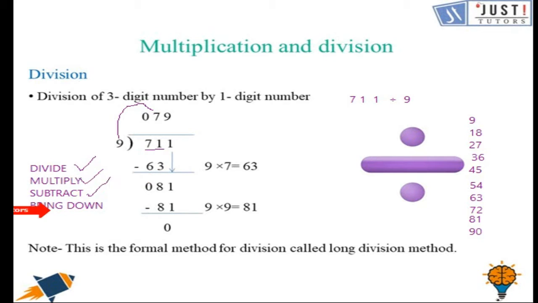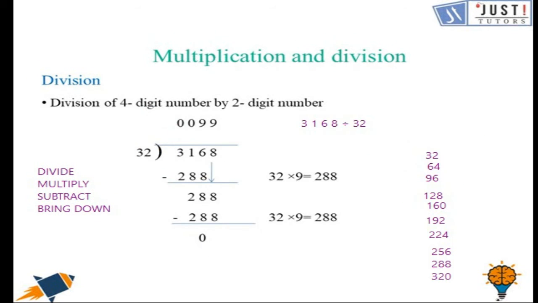And now the next step is to bring down the next digit, which is 1. So there is my 81. Now what we'll do is start all over again. We'll again start from divide: how many times does 9 go into 81, which is 9. So 9 goes there. Next step is to multiply. So we'll be timesing 9 with 9, which is 81. We'll write it there. The next step is to subtract. So 81 take away 81, and then we have a 0 because we don't have any more digits to bring down. 79 is the final answer. So if you are making groups of 9 out of 711, you can make 79 such groups.